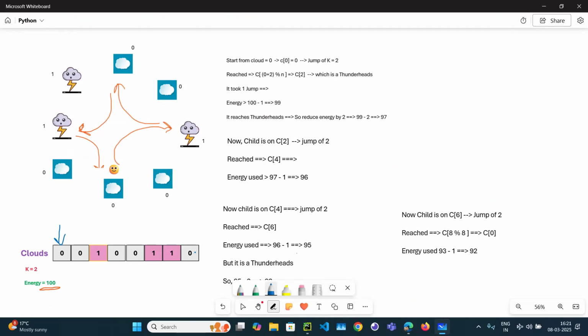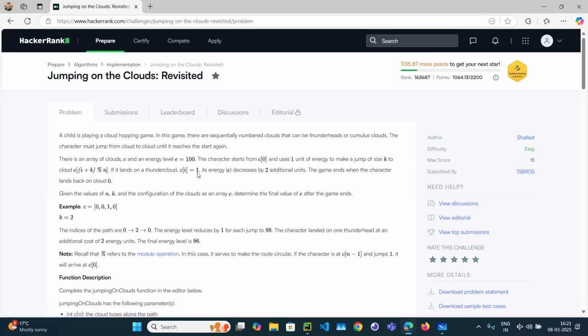So you could see it is going back here. It is mentioned that if it reaches a cloud which is a thunderhead, then you need to reduce an additional 2 units of energy, and the game is going to end when the character reaches back to cloud zero.